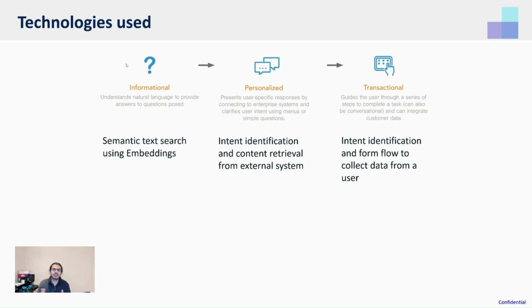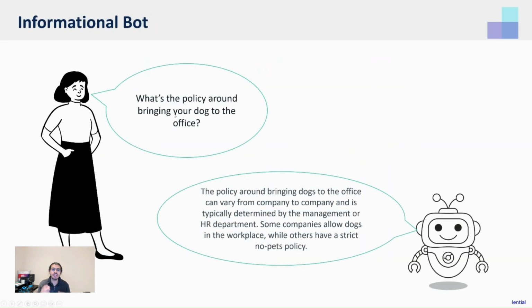Today we're going to continue where we left off last time with informational bots, personalized bots, and transactionals. So we're going to focus on informational bots today. And the first thing we need to understand is ChatGPT seems like a plausible way to do that, but ChatGPT does not know anything outside of the model it has already been trained on.